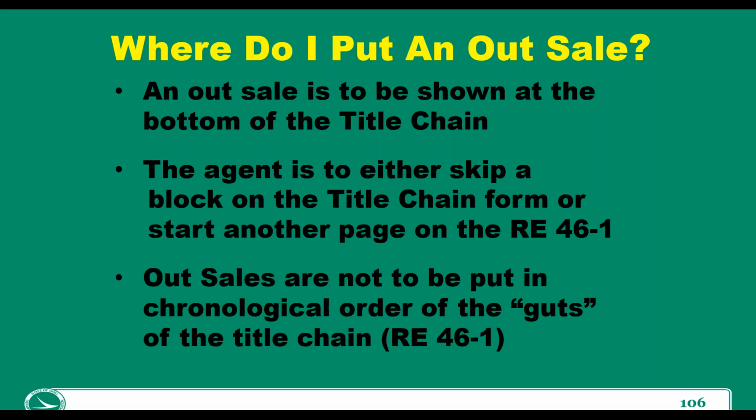Outsales are not to be put in chronological order in the guts of the title chain, the RE 46-1. What I mean by that is it's not part of your chain. It goes at the very end of your chain, and you need to make sure that you put a notation on there: this is an outsale to cover the discrepancy between the current deed of record and the auditor's current acreage amount.